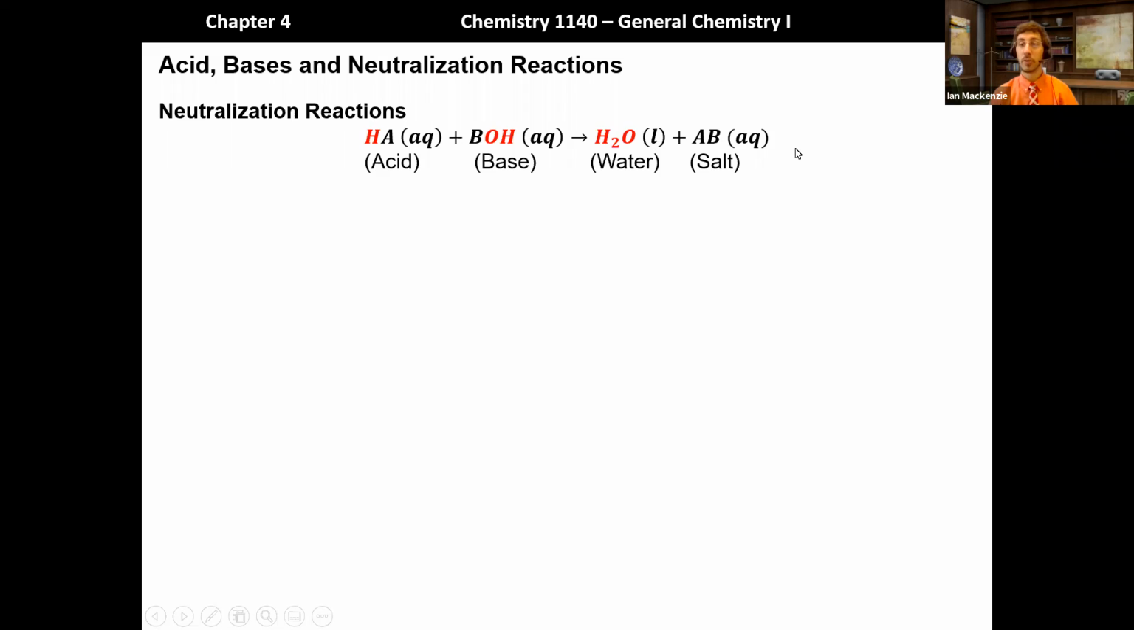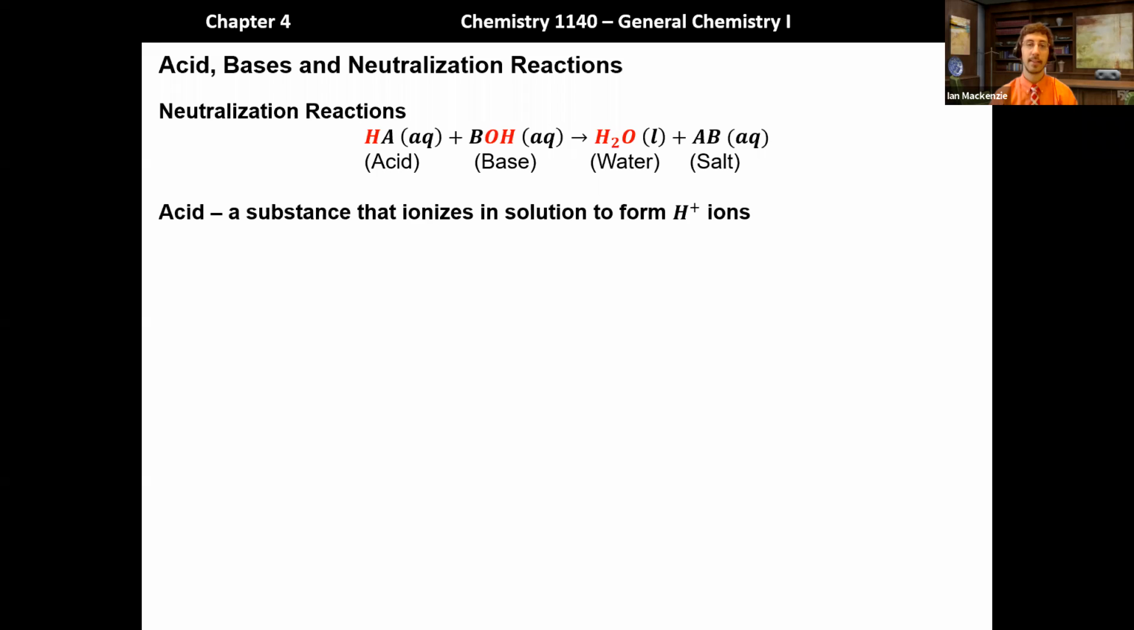Now, it's called a neutralization reaction because the products that we end up with are neither acidic nor basic. They're neutral. So what exactly is an acid? You'll notice here that I've highlighted the hydrogen in the generic acid and the OH in the generic base, those two combining together to form water. Well, what is actually the definition of an acid? We've used this term, but maybe don't know exactly what it is for sure. Well, an acid is some substance that ionizes in solution to form the H+ ion.